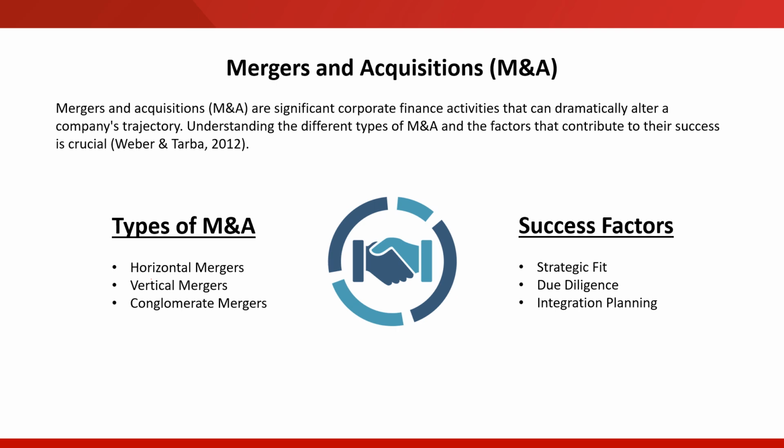Conglomerate mergers involve companies in unrelated businesses. These mergers are often pursued to diversify risk or enter new markets. For instance, a food company merging with a tech firm.